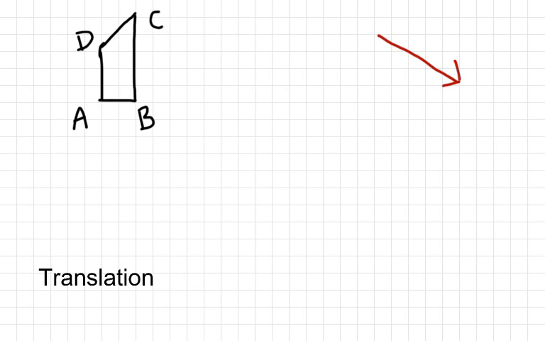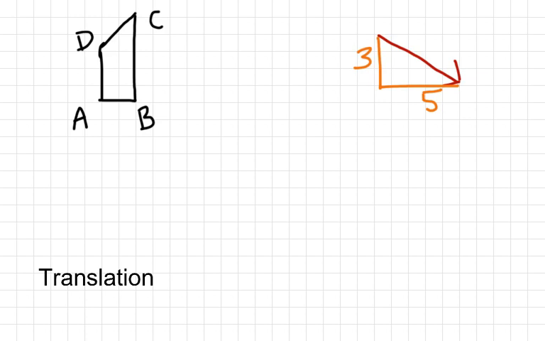Now, if we take a look at this vector that we've been given, we can see that what we're supposed to do here is go down 3 spaces and to the right, let's see, 1, 2, 3, 4, 5 spaces. Yeah. This particular translation vector tells us we need to go down 3 and to the right 5. So I'm going to take my pre-image that I've been given over there with vertices A, B, C, D, and I am going to move it down 3 spaces and to the right 5.